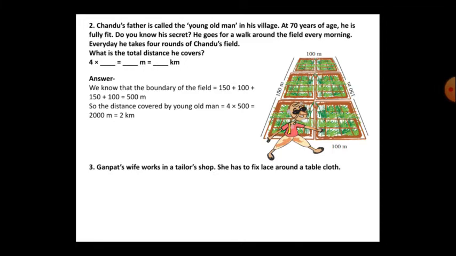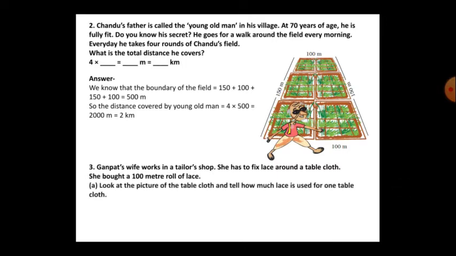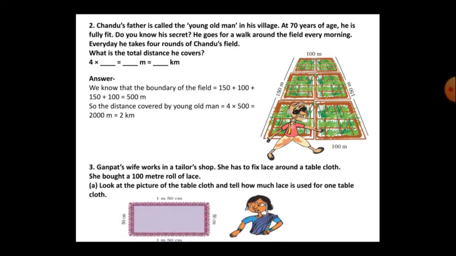Ganap's wife works in a tailor shop. She has to fix lace around a tablecloth. She bought a 100-meter roll of lace. Look at the picture of the tablecloth and tell how much lace is used for one table. See, here the table lengths are given. She is Ganap's wife. She bought a 100-meter roll of lace. She wants to fix the lace for the table. How much does she want to use?